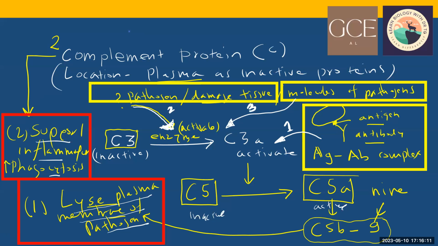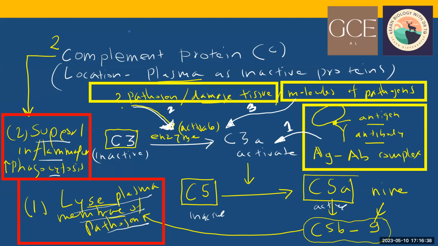Complement, it's in the plasma. How does it activate? Number 1, 2, 3. What is the effect? 1, it can directly kill the pathogen, lyse the pathogen. Number 2, increase phagocytosis. Right. So these tiny details are important. You need to remember under complement protein: how does it activate? 3 methods. What is the effect? 2 methods.